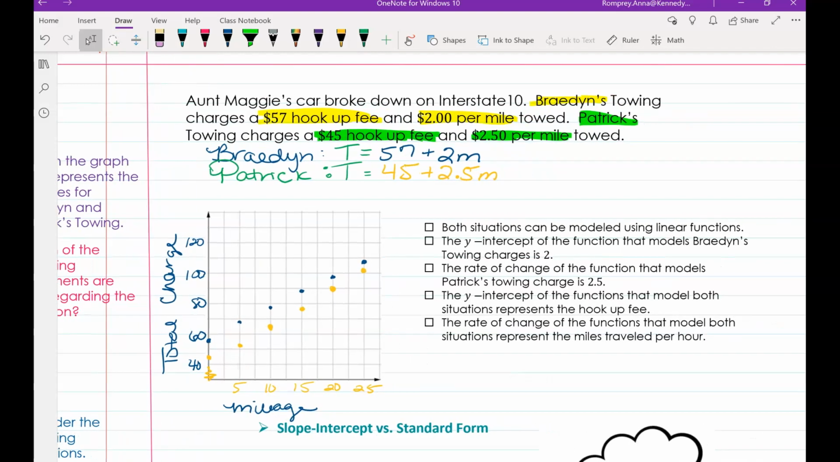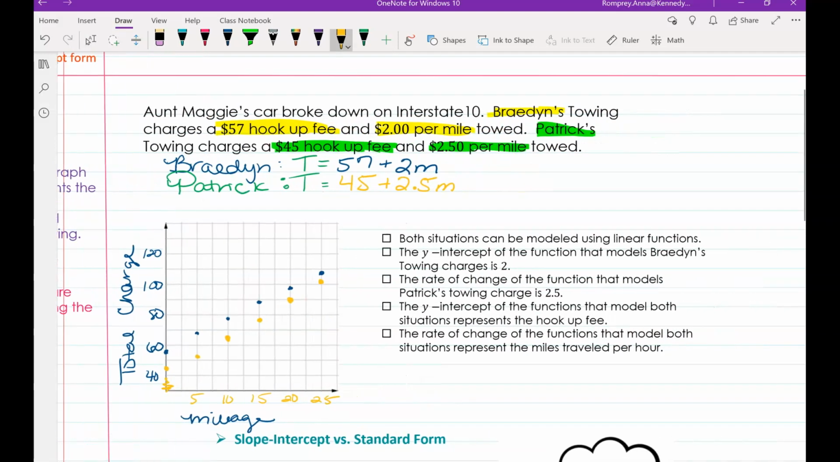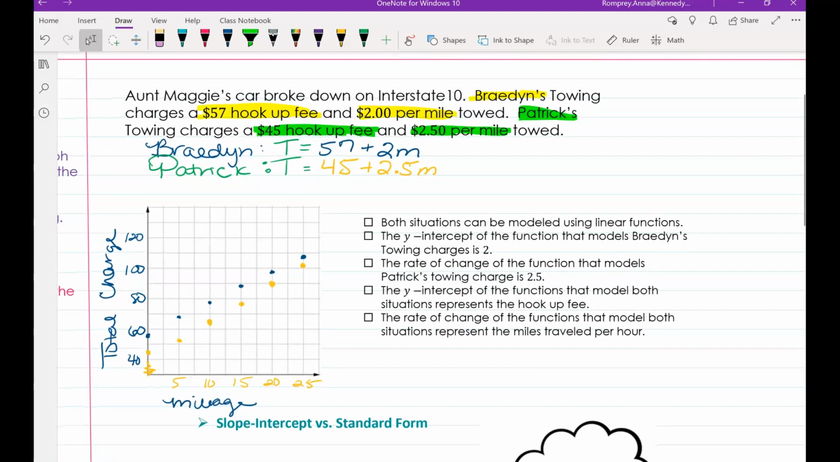So both situations, it says, which of the following statements are true regarding this situation? Okay, so both situations can be modeled using linear functions. Yes, I'm increasing by 10 each time I have 5 miles and 12.50 every time I have 5 miles. So that's a constant rate of change. So yes, both can be modeled using linear functions.